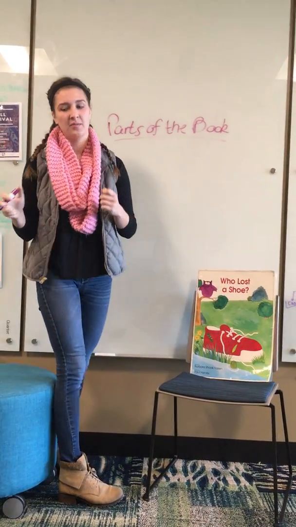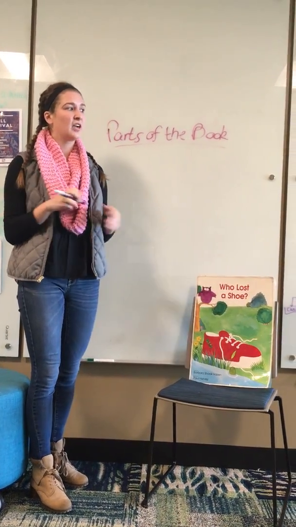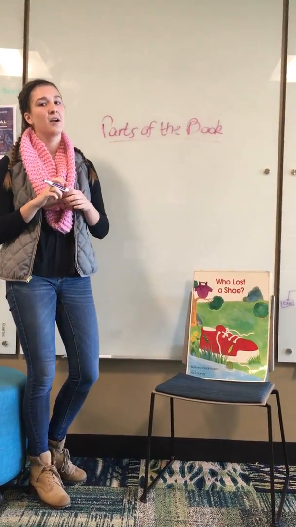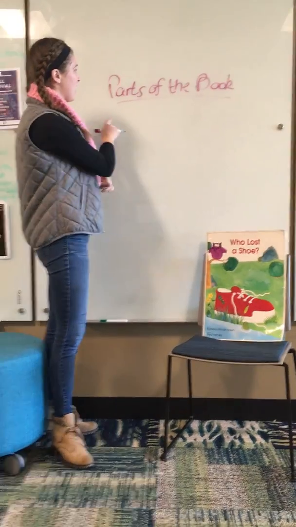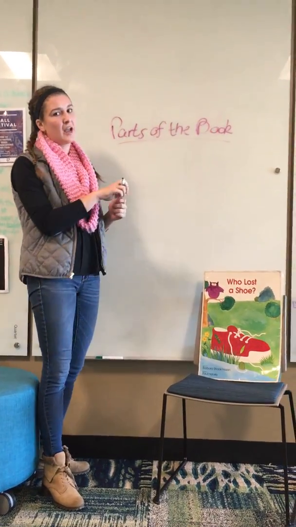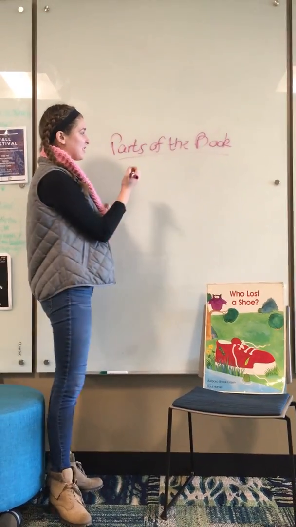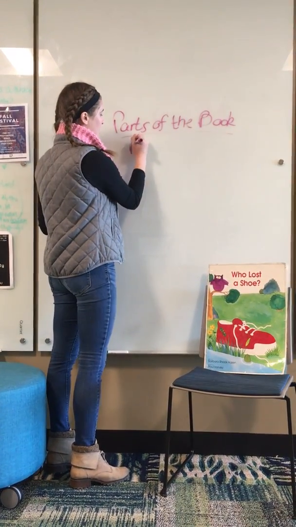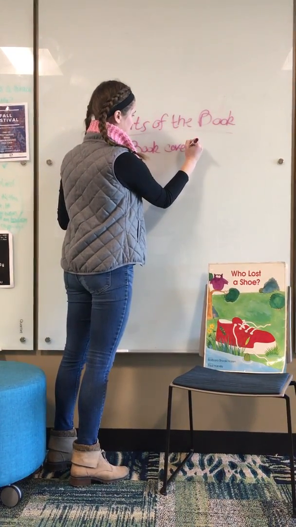So as we read, I'm going to be asking you questions about what you think might happen next in the story. I'm also going to be asking about different rhyming words that we come across, which we've been practicing, so you guys should be good at that. But in order to predict what happens next, we're going to look at parts of the book and some examples of that, so you guys have them. One of them is the book cover.